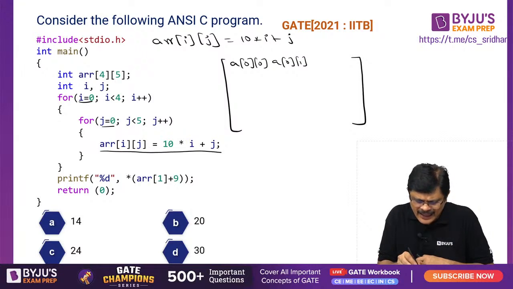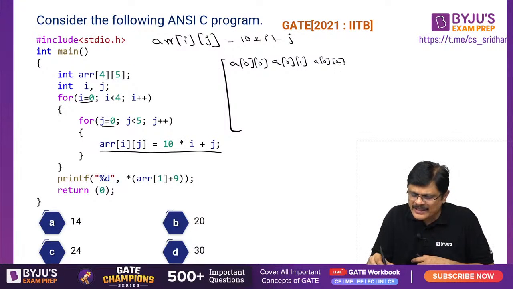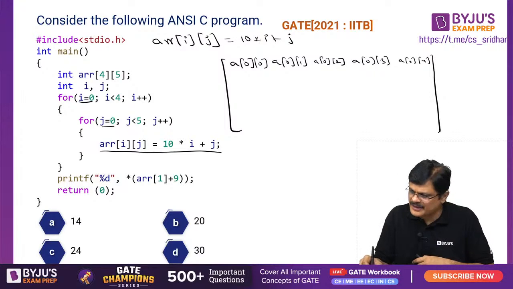and i varies up to 3 and j varies up to 4. A02, and so on. Space may not be sufficient, but it's not necessary to write the entire thing. To understand, I am just showing you the picture. A03, A04. This big matrix you are going to get.